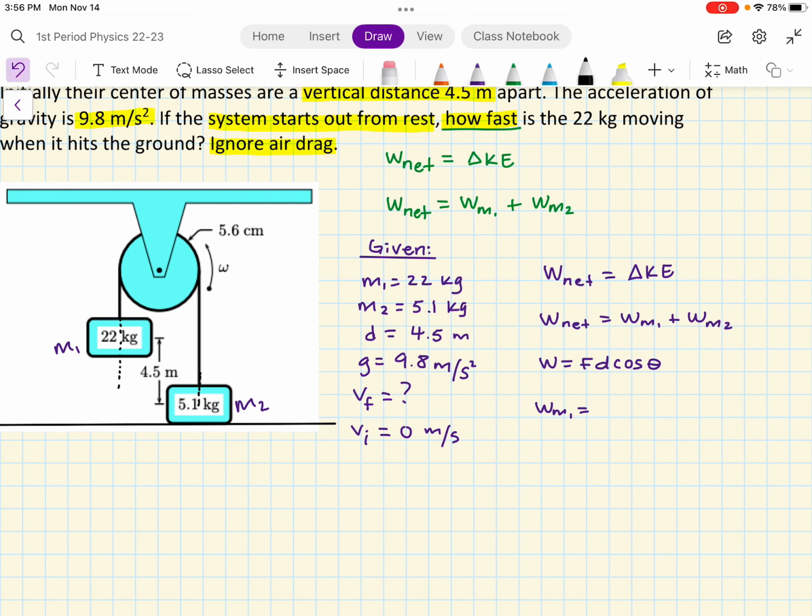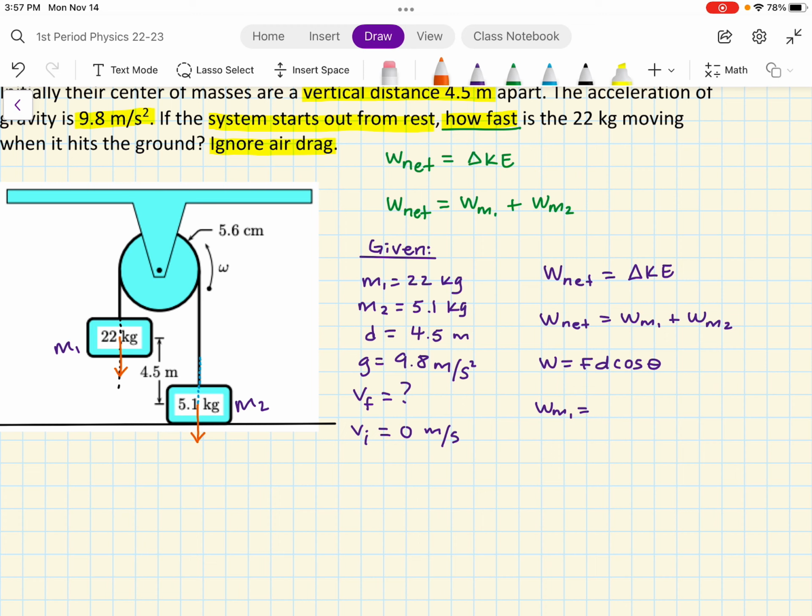Let me change color for this one so it looks a bit more visible. And this one's going to move like this. Now, the weight of mass 1 points down because the force of gravity always points down. And although this mass is moving up, its weight is still down, right? Because gravity is always down. It doesn't matter if the system moves up or down, weight always points down because the force of gravity points down.